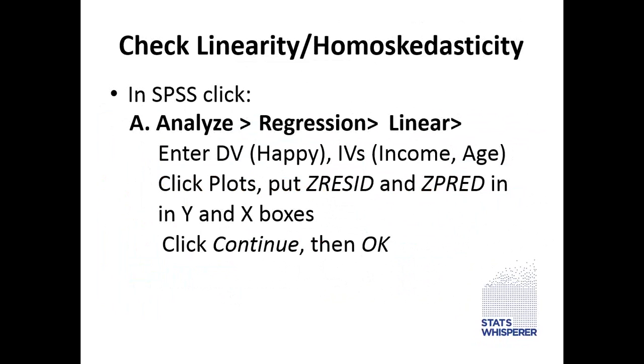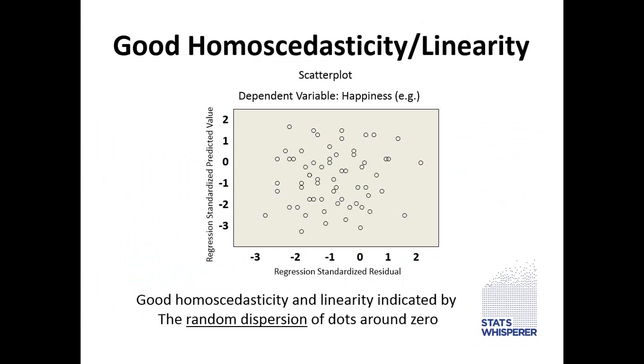So to look at linearity and homoscedasticity, we would follow this path in SPSS, again in the linear regression function. Again, we enter our DV happiness and our independent variables income and age, but this time in the dialog box, we go under Plots and click ZRESID and ZPRED in the X and Y boxes, then Continue and OK or Paste. And we'll get a scatter plot, right? If we have good homoscedasticity and good linearity, you'll see a random dispersion of dots around the 0. This is where our term equivalence of variances comes in. Everything seems to be varying equally. The residuals are just evenly dispersed all over the place.